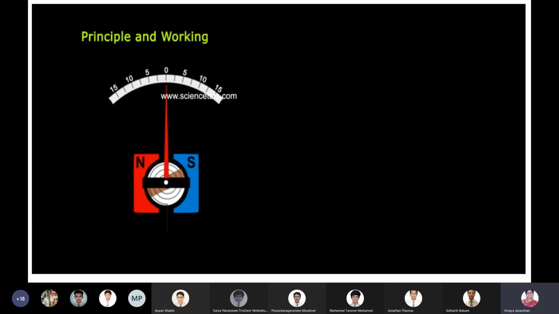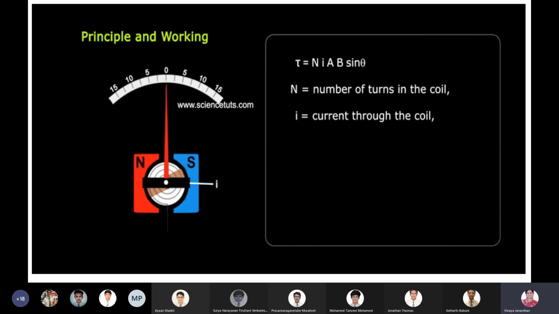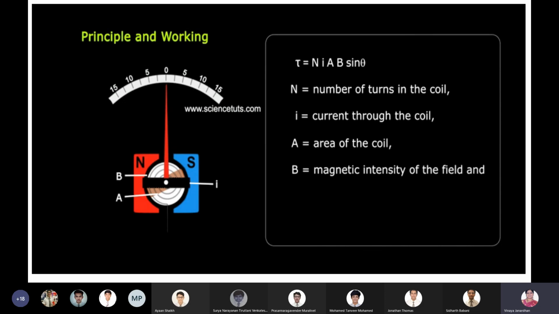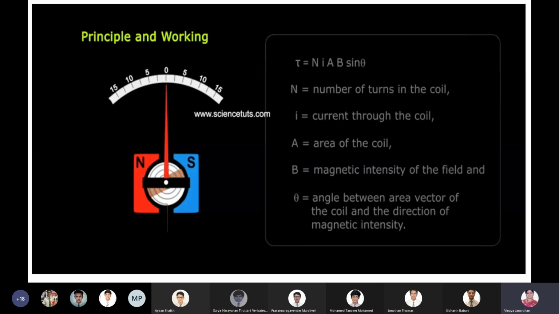Principle and working. The torque developed in the coil due to the current passing through it is given by tau equals NIAB sine theta, where N stands for the number of turns in the coil, I stands for the current through the coil, A stands for the area of the coil, B stands for the magnetic intensity of the field, and theta stands for the angle between the area vector of the coil and the direction of magnetic intensity.